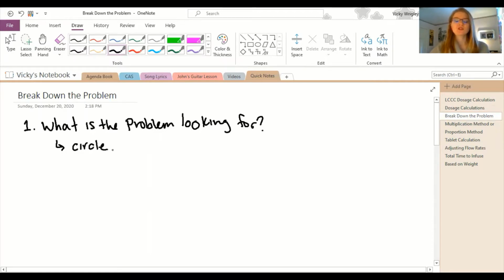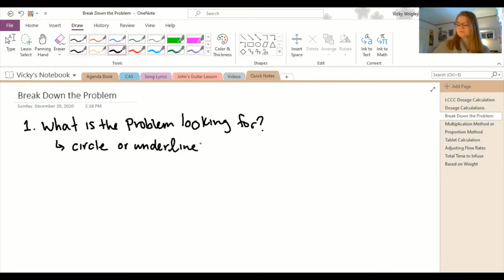So I suggest you circle, you can highlight or underline, whatever you want to do, but indicate this in the problem. So circle or underline, you can even highlight if you want. What is the problem looking for? What is the answer that you're trying to find?